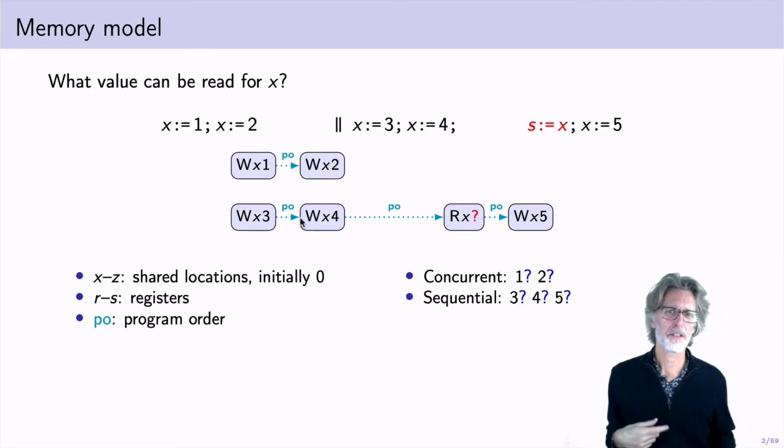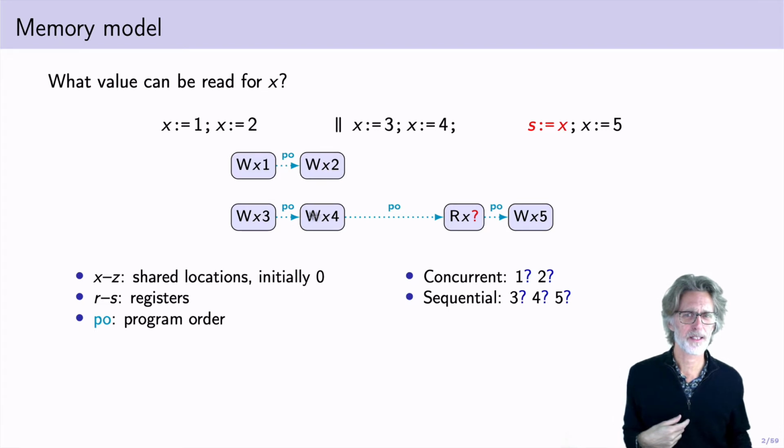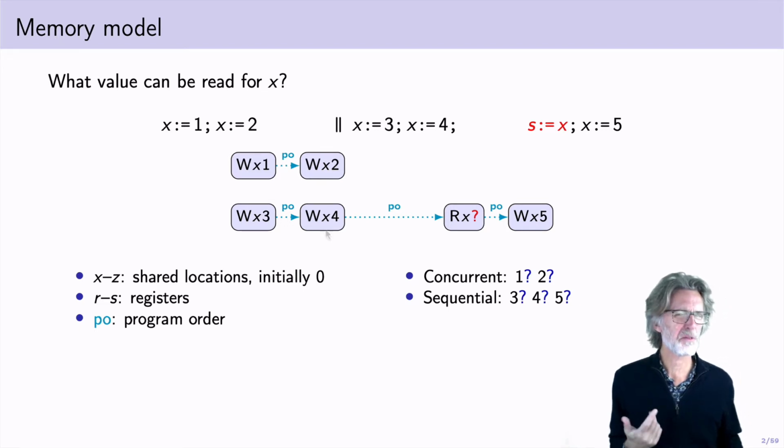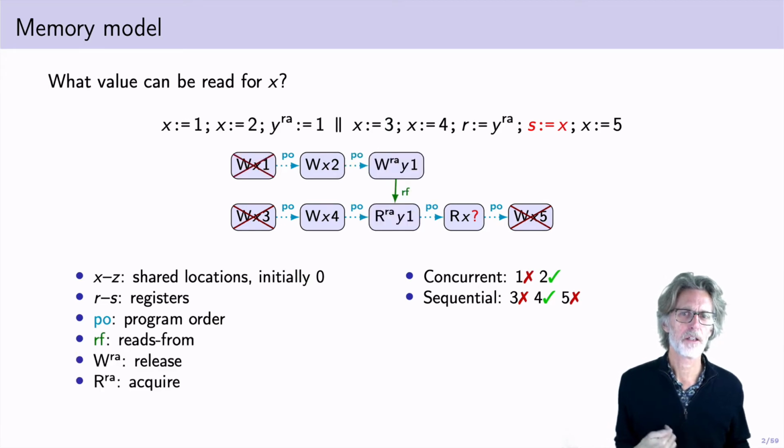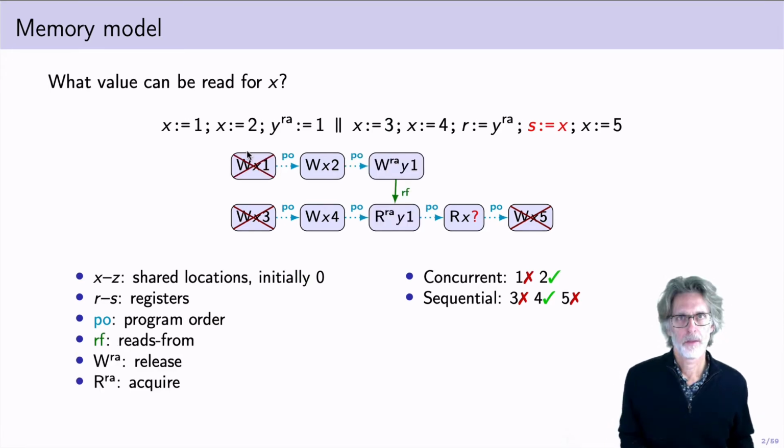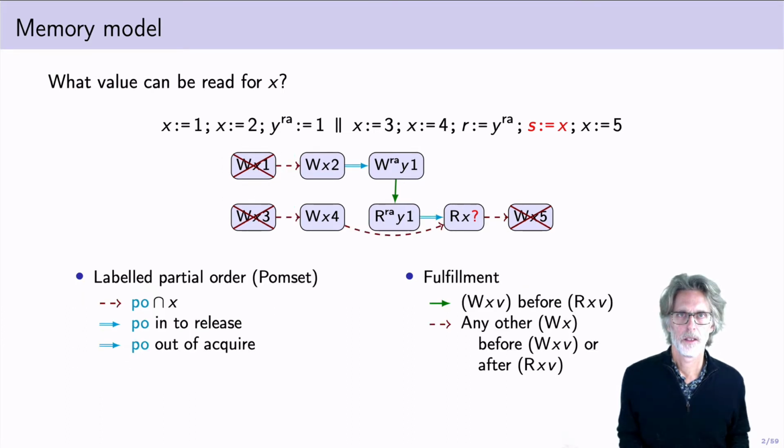And in this picture, you can sort of see that it's reasonable for this read to see 4, but it would be pretty unreasonable for it to see the stale value or the future value within the thread. But these two values over in the other thread are perfectly available. If I put in synchronization here, though, the situation changes a bit, because now this write in the second thread becomes stale.